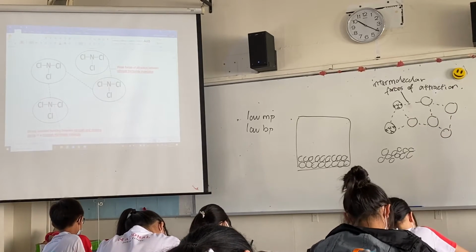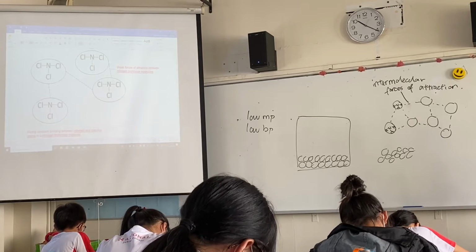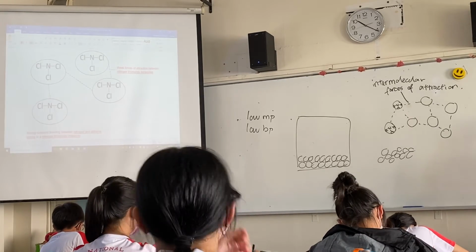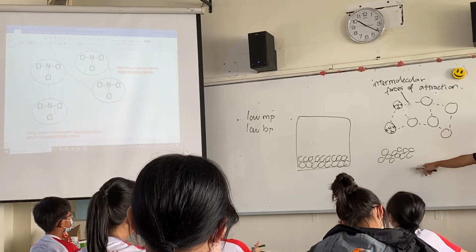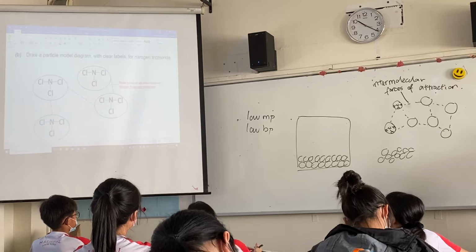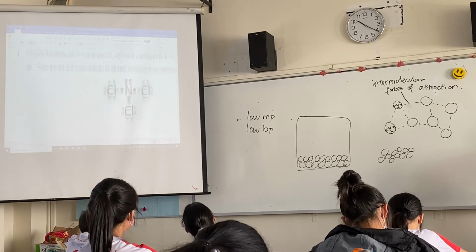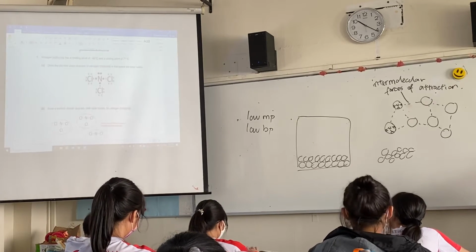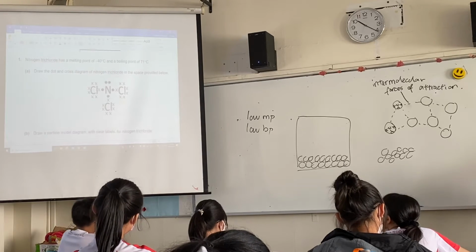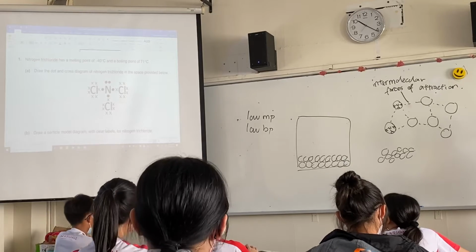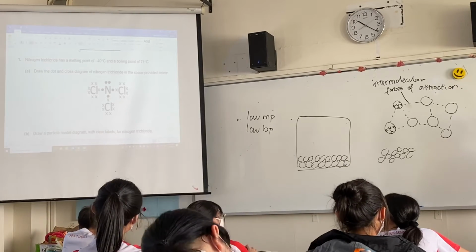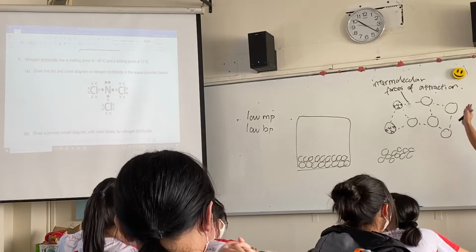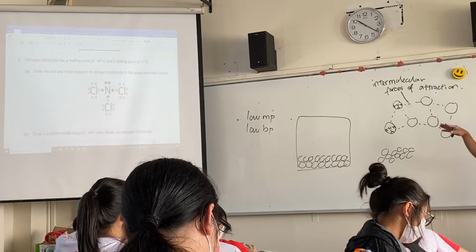Hey, sorry, I'll answer Henry first. How do you know whether to draw it in the form of liquid or gas? Great question. This is how you tell: you look at the boiling point and melting point we gave you. It melts at minus 40 degrees, boils at 71. Draw a particle model diagram of nitrogen trichloride. So at room temperature, where will it be? Liquid. Yeah, liquid. Negative 40, it melts. 71, it boils. So past 71, it's the gaseous state. Room temperature is actually liquid.